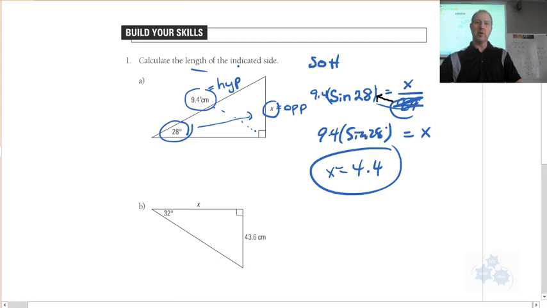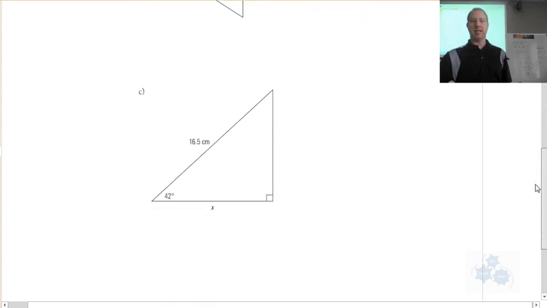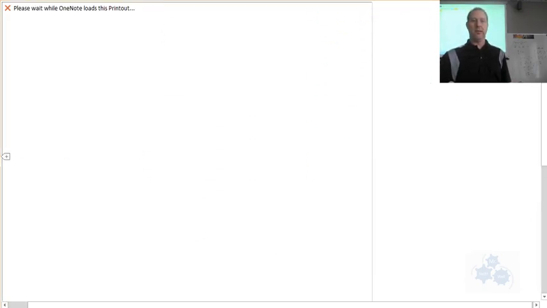Now, is that reasonable? Well, hypotenuse is 9.4. This is going to be shorter. 4.4, that's pretty reasonable. Okay? That looks pretty reasonable. So there you go. There's Build Your Skills number 1. And the rest will be up to you.